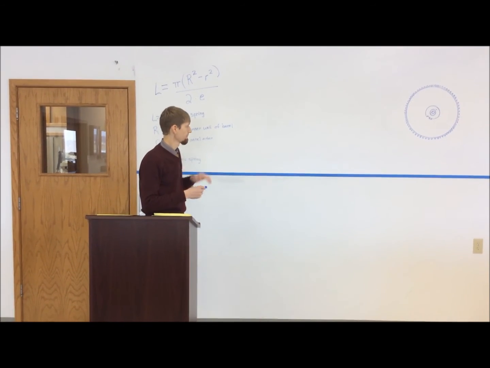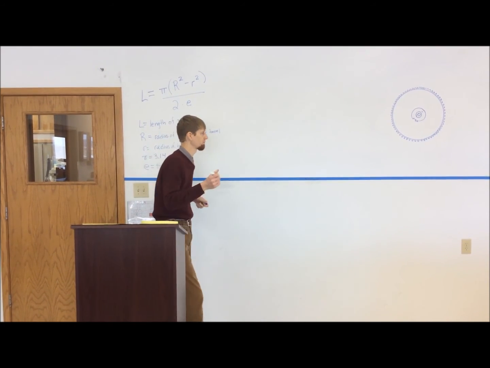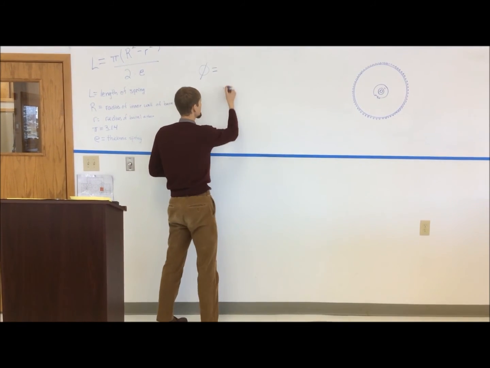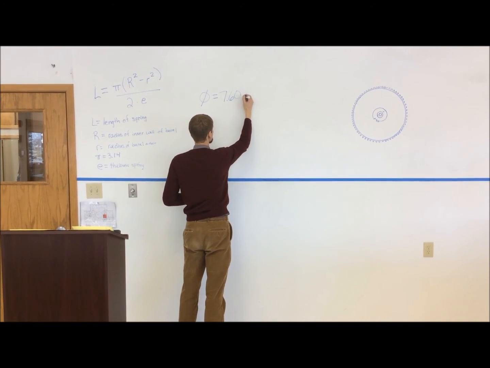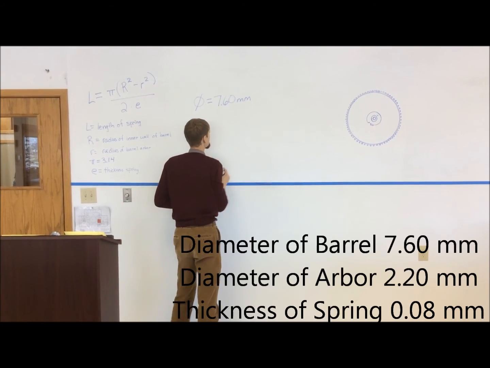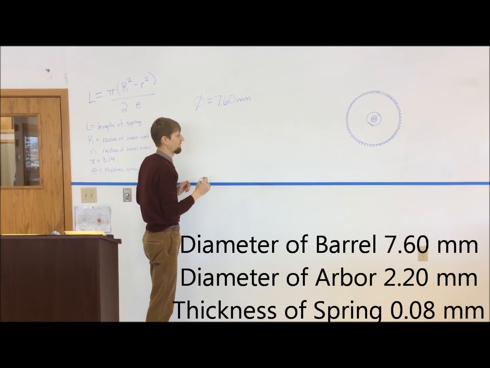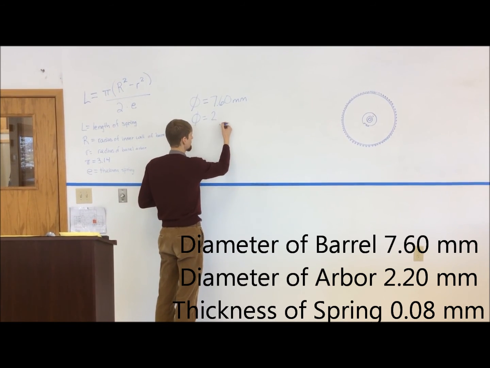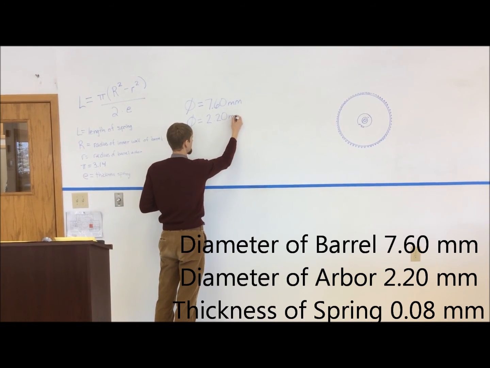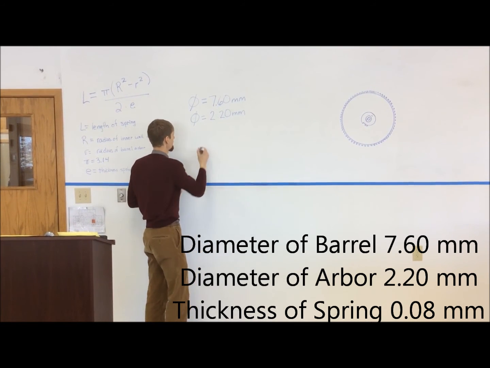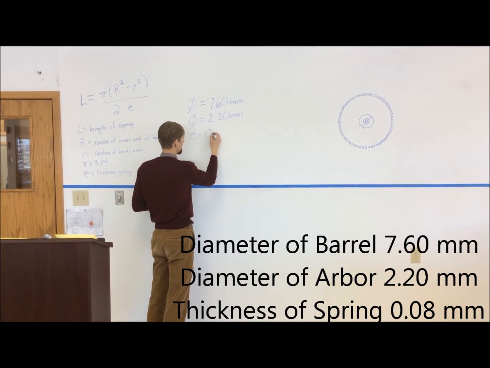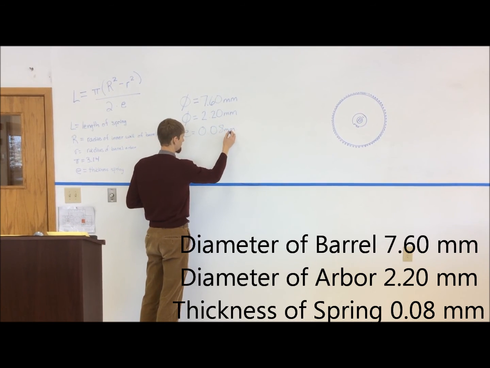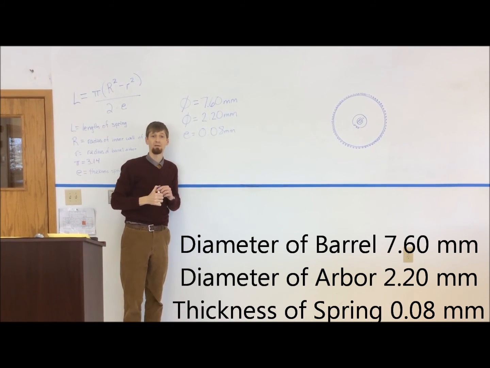So for this problem, we're going to get a different barrel from a different watch. We're going to measure it. The diameter is going to be 7.6 millimeters. That's the diameter of the inside of the barrel wall. The diameter of the arbor is going to be 2.20 millimeters. And the thickness of the spring is going to be 0.08 millimeters. At this point, go ahead and pause the video.